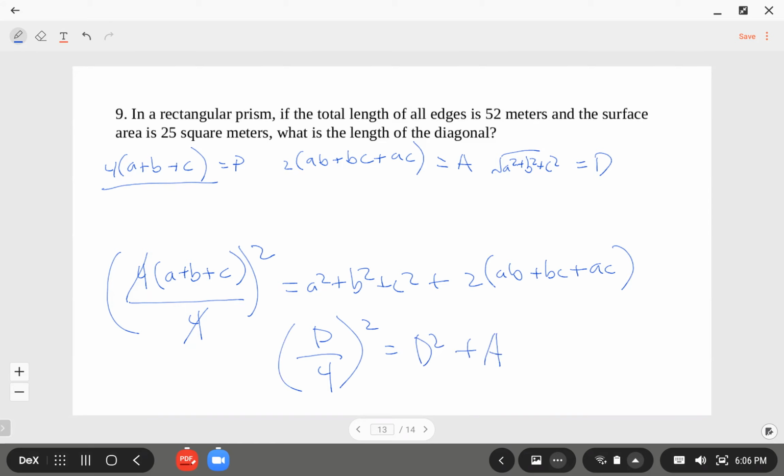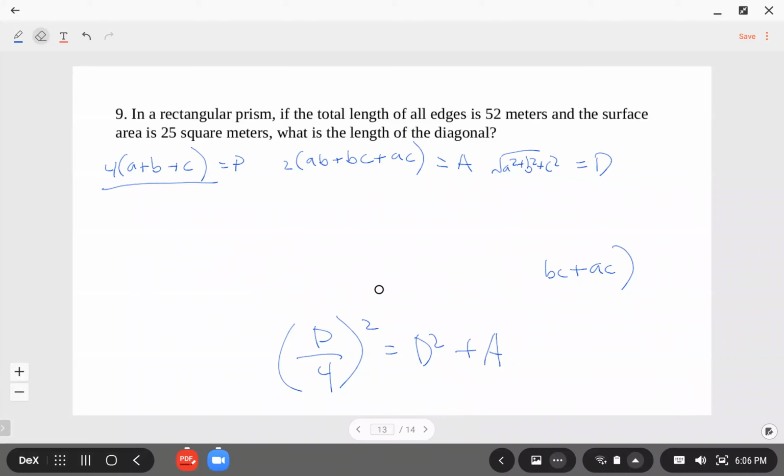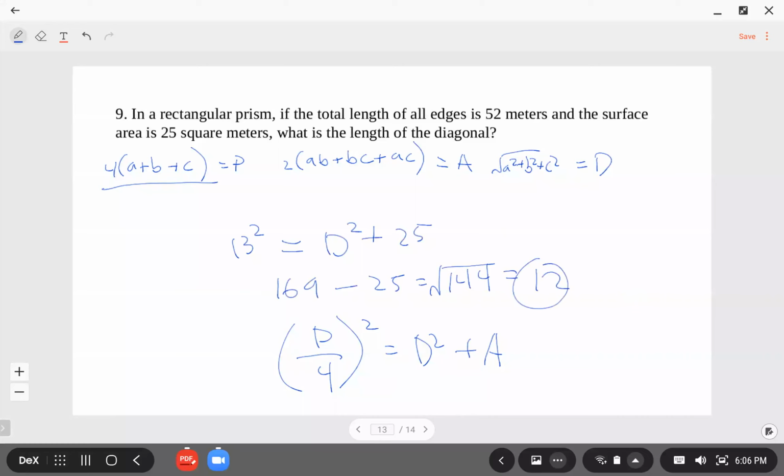And then all we need to do is plug the numbers into our new formula. Plug the numbers in, we get 13 squared equals d squared plus 25. Therefore, 169 minus 25 equals 144. Square root that, and we get 12. So the answer is 12.